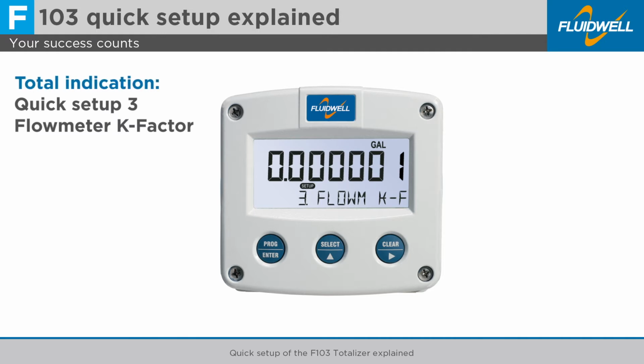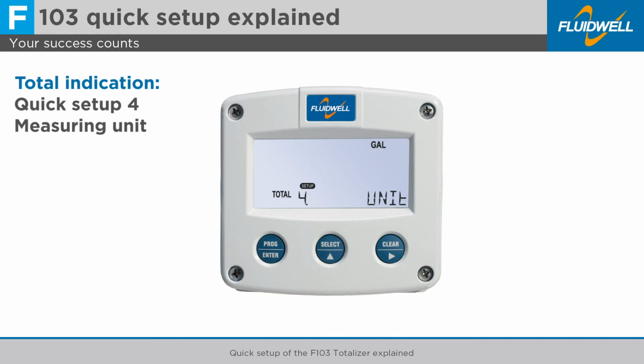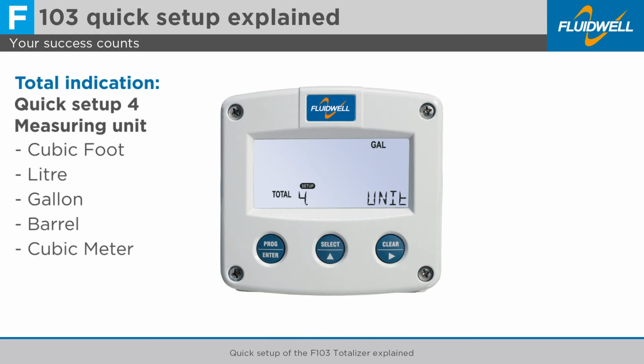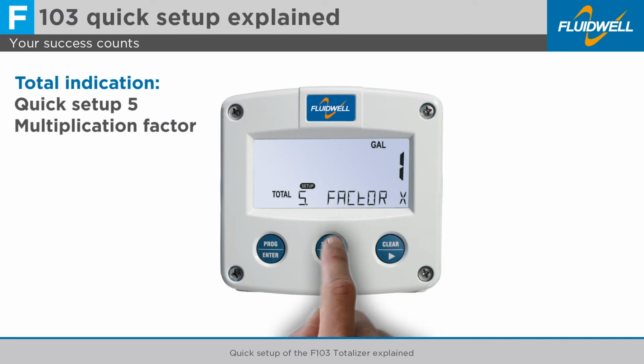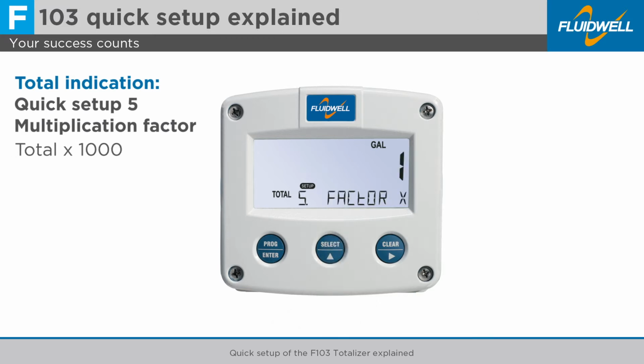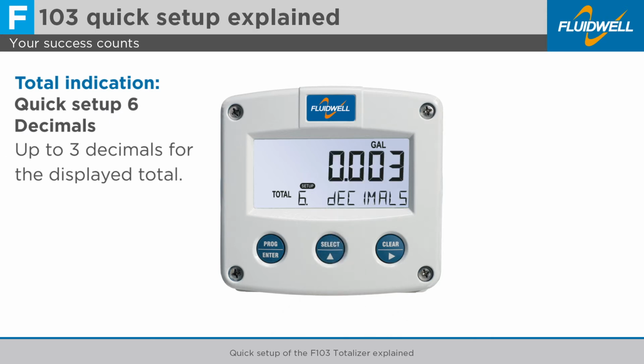Total indication. Quick Setup 4. Here you can set the measuring unit for the displayed total, cubic foot, liter, gallon, barrel, or cubic meter. Quick Setup 5. Here you can set a total multiplication factor of 1000 to display the volume portion in multiples of 1000 units for displaying large volumes when the 7 shown digits are not sufficient enough. Quick Setup 6. Here you can set up to 3 decimals for the displayed total.